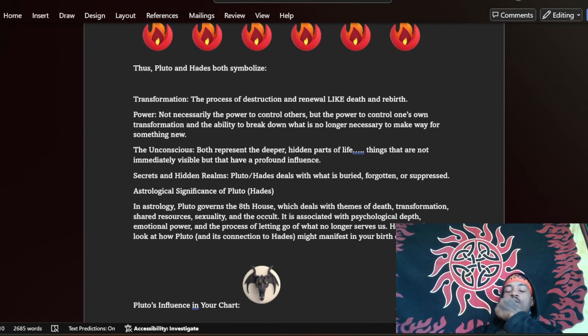Understand that now. So the astrological significance of Pluto, right? In astrology, Pluto governs the eighth house, which deals with the themes of death, transformation, shared resources, sexuality, and the actual occult, right? That's why, think about it, even when it comes to Hollywood, it's always some weird sexual stuff they got going on. Pedophilia, sex trafficking, people being used for movie roles. It's always some weird sex stuff going on, right? You see what I'm saying?